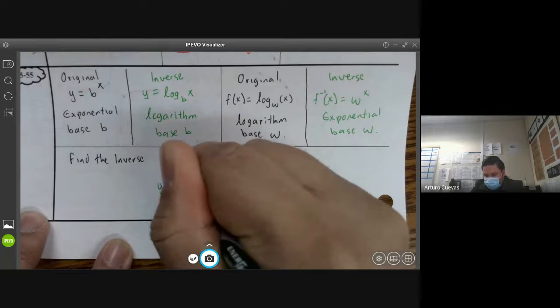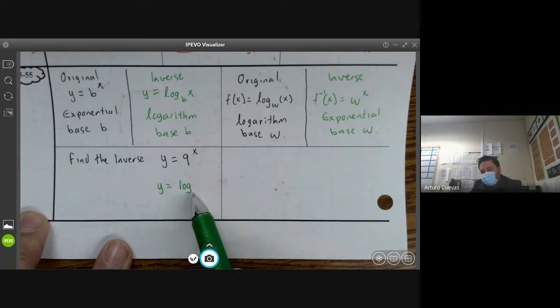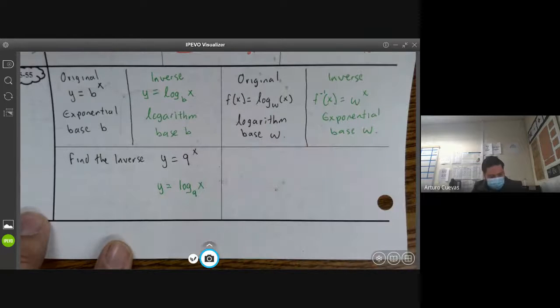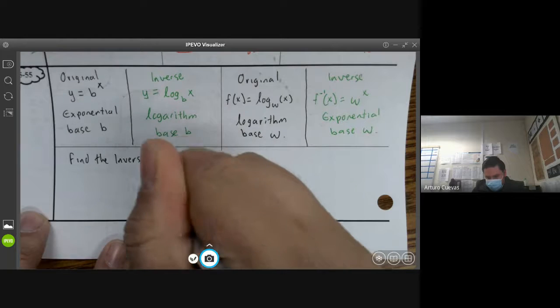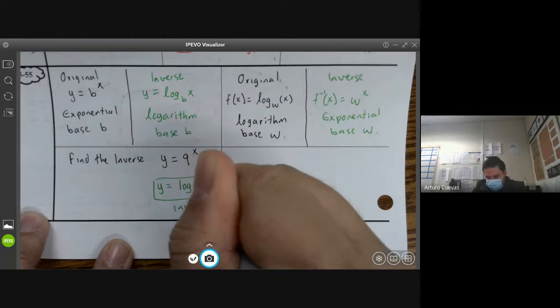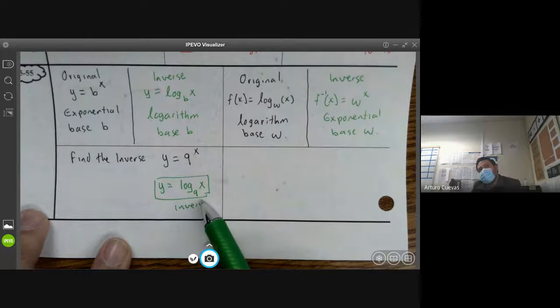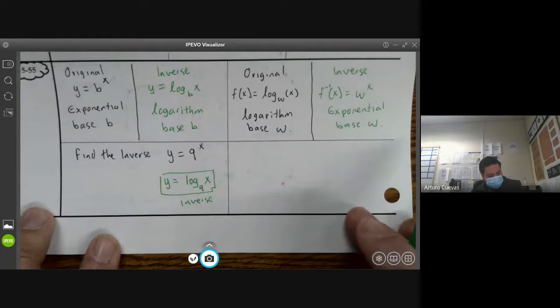Y equals log. Remember, the inverse of exponential is log. What is the base? 9 of x. And that's it. This is the inverse. Isn't that easy? You just have to turn an exponential into an inverse. The only thing you do is, if it's exponential, write the word log, figure out what the base is, and then you're done.